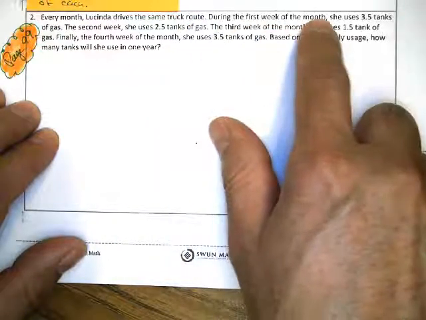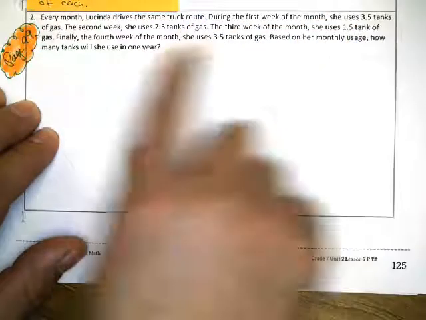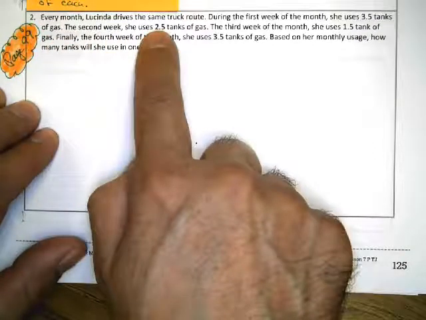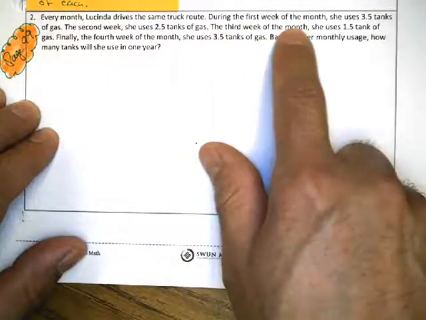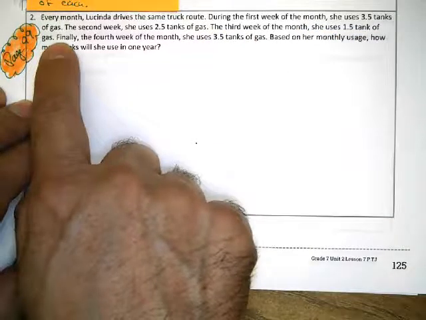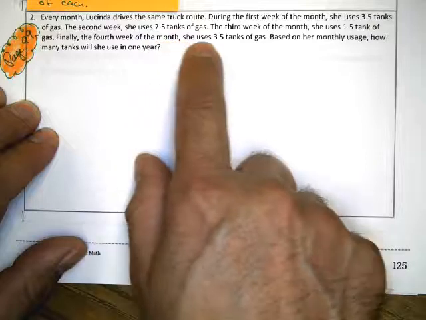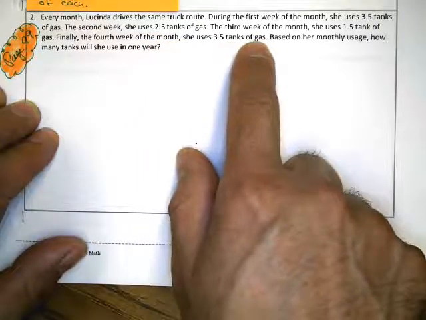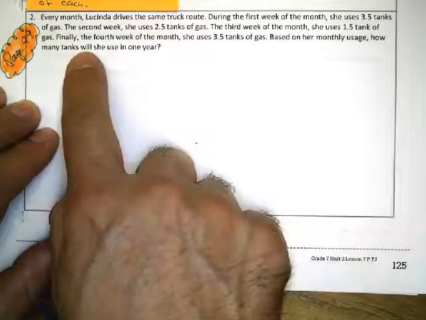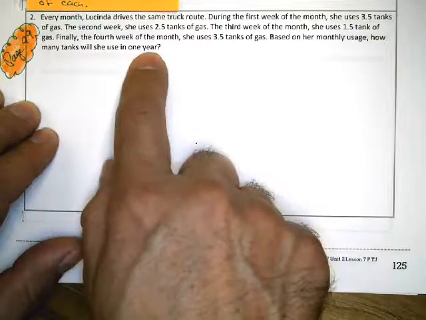During the first week of the month, she uses 3.5 tanks of gas. The second week, she uses 2.5 tanks of gas. The third week of the month, she uses 1.5 tanks of gas. And finally, the fourth week of the month, she uses 3.5 tanks of gas. Based on her monthly usage, how many tanks will she use in 1 year?